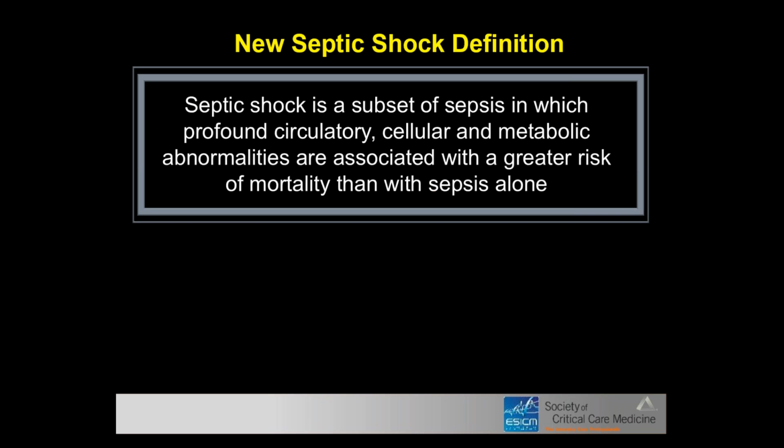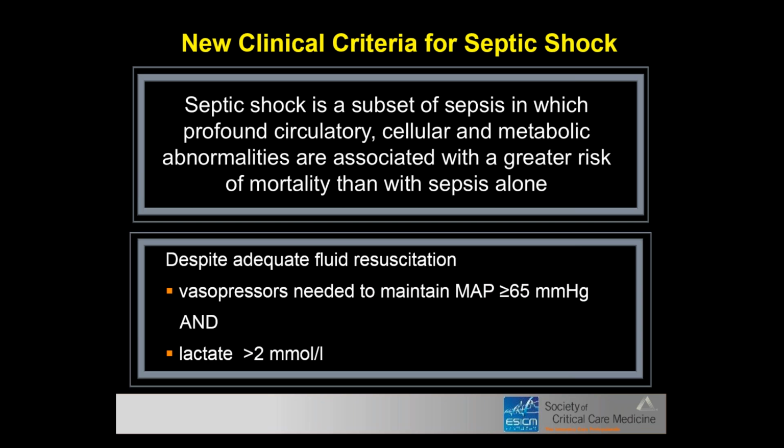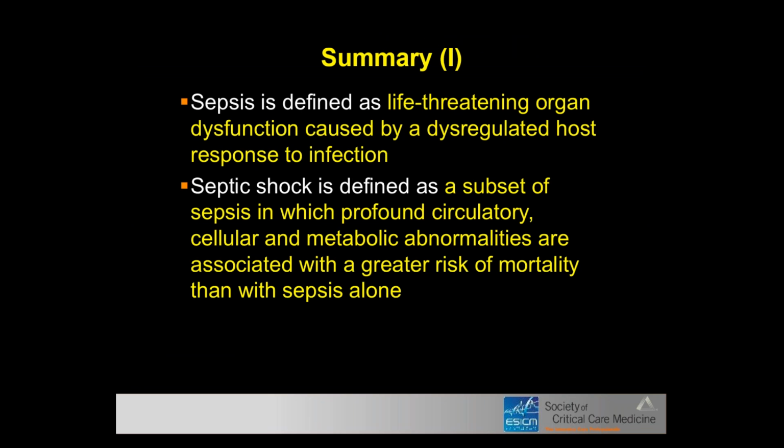So, if the new septic shock definition is a subset of sepsis in which profound circulatory, cellular, and metabolic abnormalities are associated with a greater risk of mortality than sepsis alone, the clinical criteria used to identify those patients are those who, despite adequate fluid resuscitation, have an ongoing need for vasopressors to maintain their mean blood pressure greater than 65 millimeters of mercury, and also have a lactate in excess of 2 millimoles per liter.